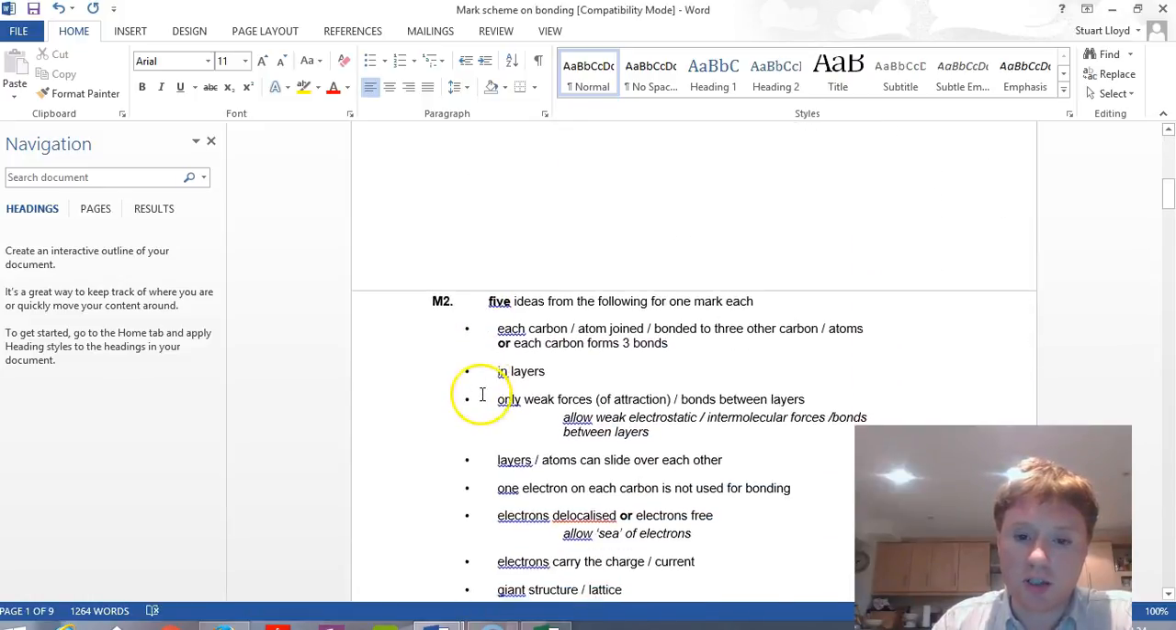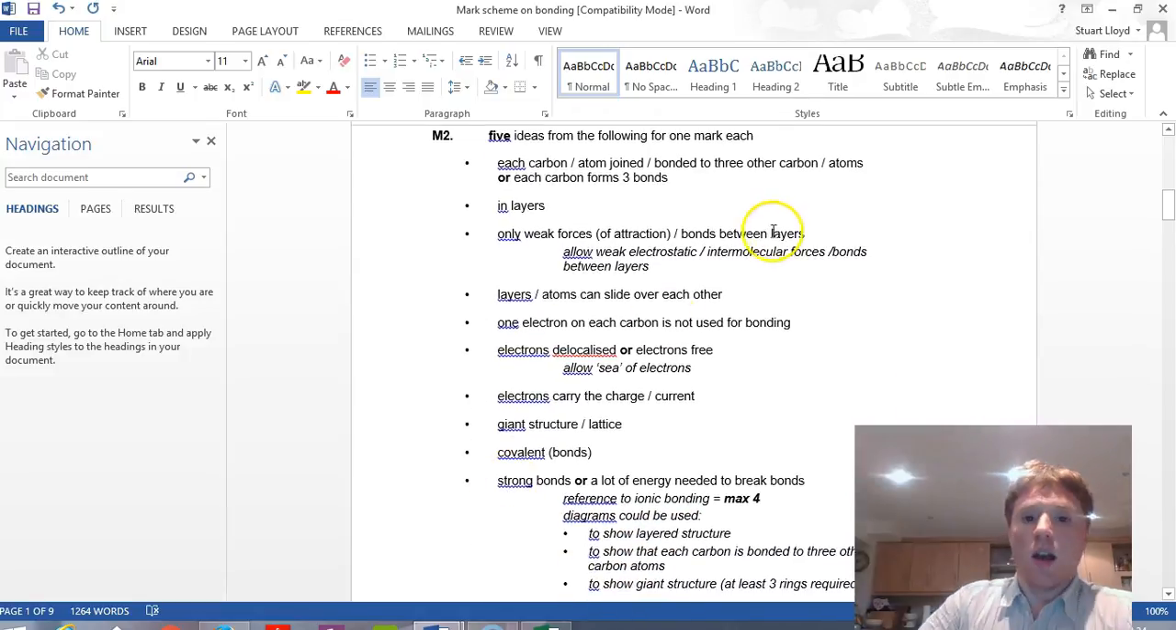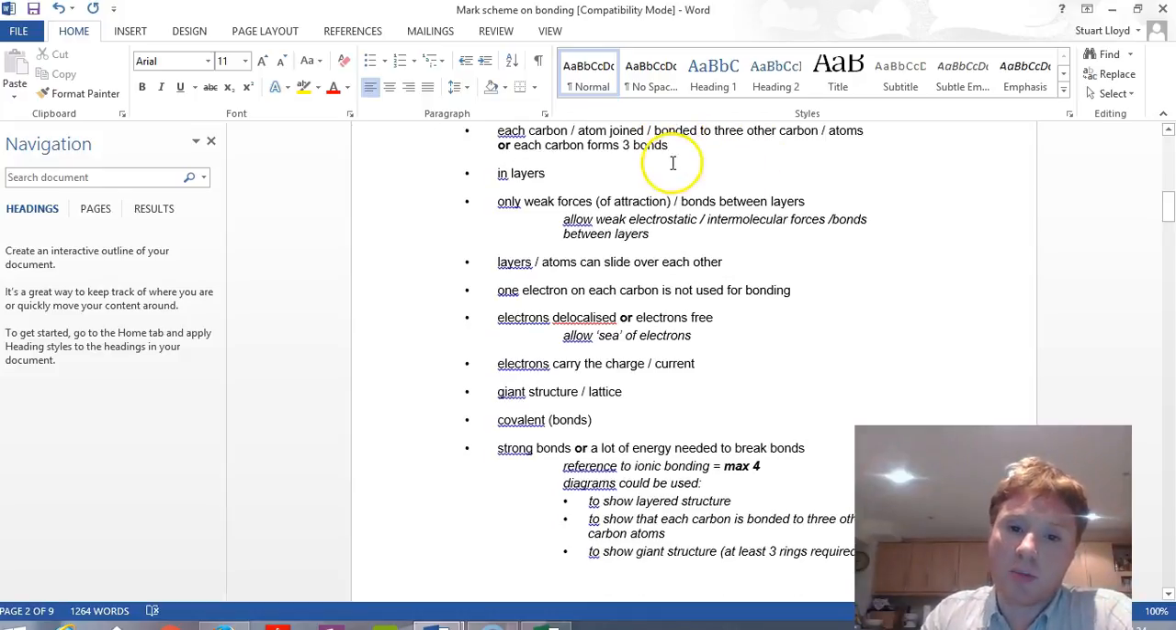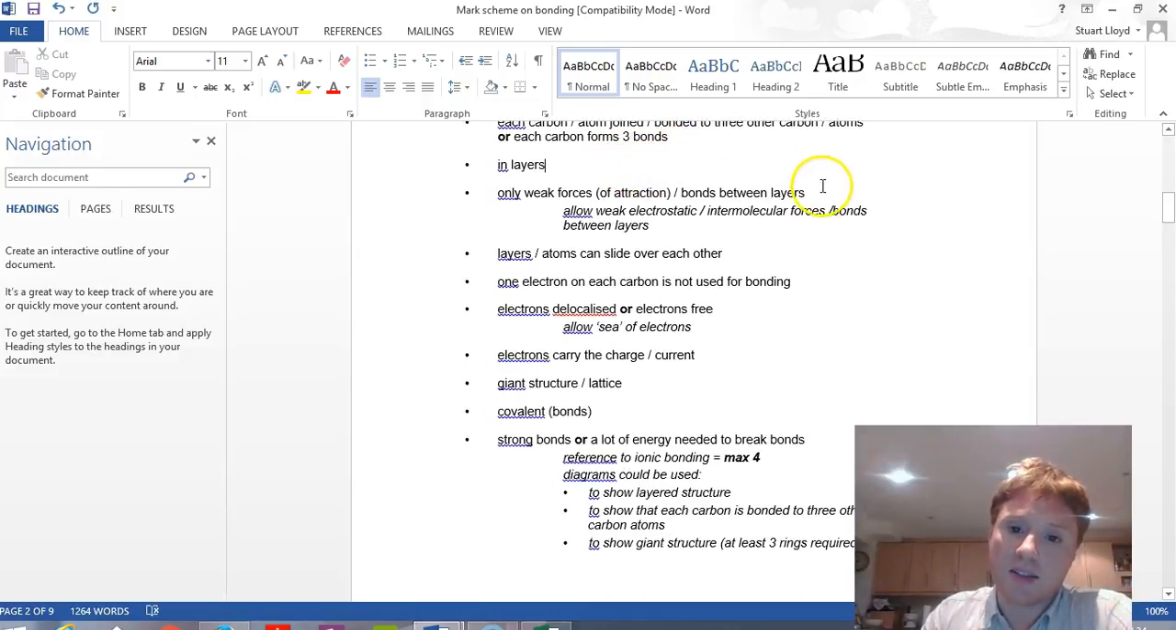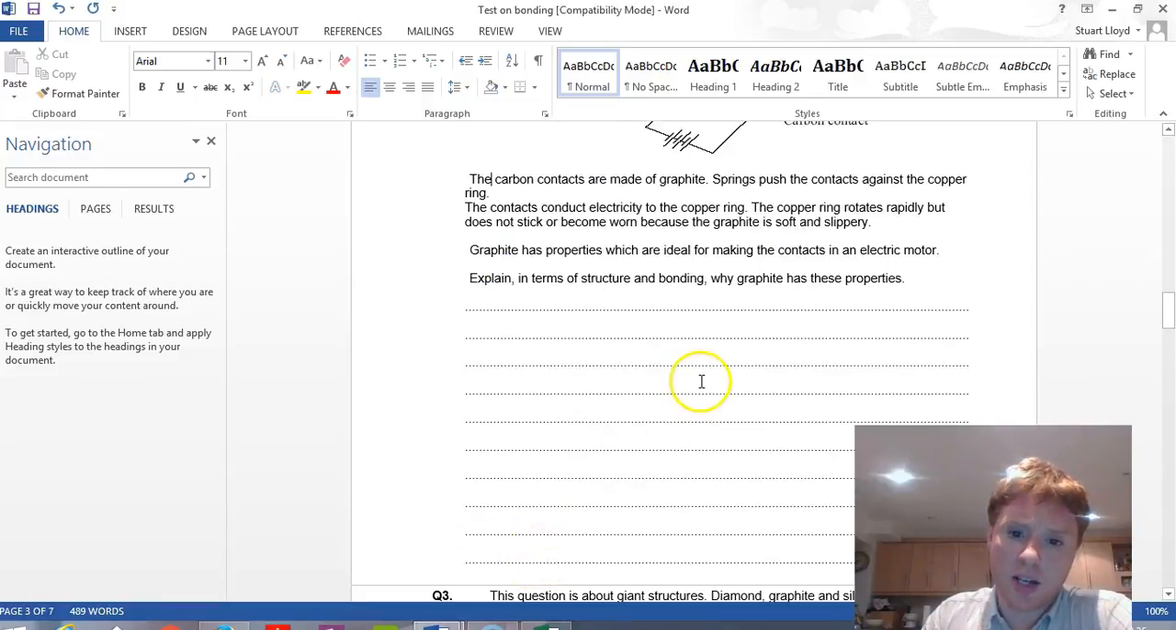Most people got a lot of marks on this. There is a huge list of things to choose from. So in graphite, each carbon is bonded to 3 other carbons. It is in layers. There are weak forces between the layers. The layers can slide over each other.